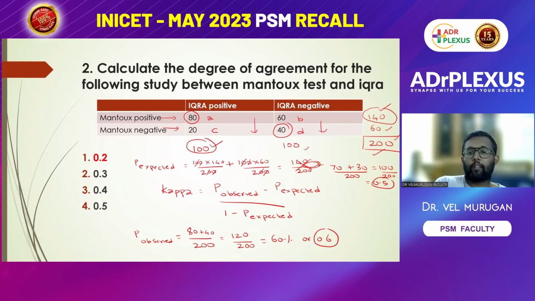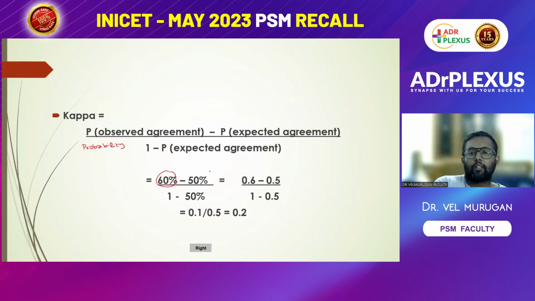When substituting them, 0.6 minus 0.5, divided by 1 minus 0.5, we get 0.2. This is the kappa statistic. So probability of observed minus probability of expected, divided by 1 minus probability of expected. So we get 0.1 by 0.5, that is equal to 0.2.